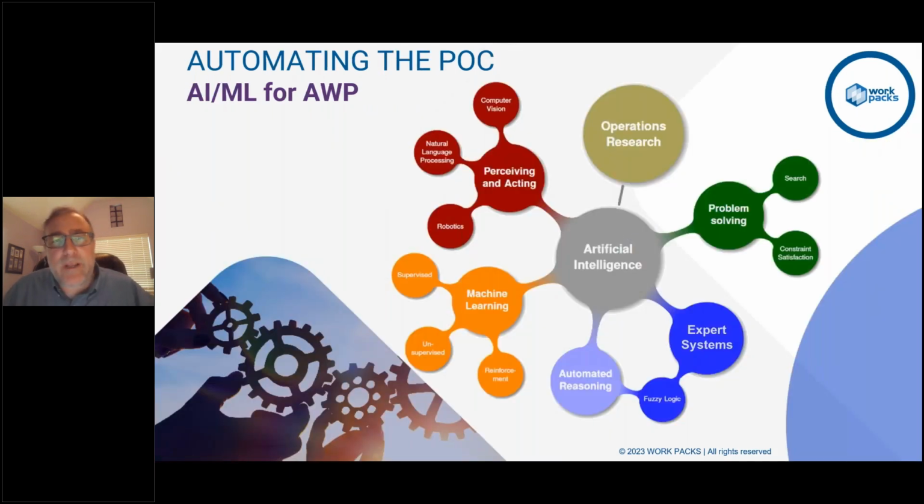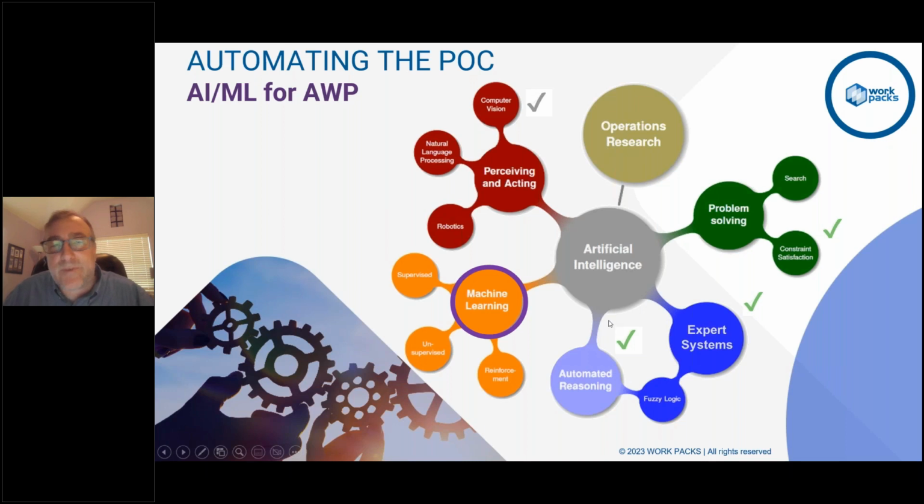So switching up a little bit here, there's a way to automate the path of construction. I'm involved with research team 391 within CII, looking at artificial intelligence and machine learning in terms of tool sets, and what the use cases are that we should take up from an AWP perspective. What I'm doing with work packs is along the lines of expert systems, automated reasoning, constraint satisfaction, and the work going on with computer vision, just barely getting into that. But the really promising area is machine learning.